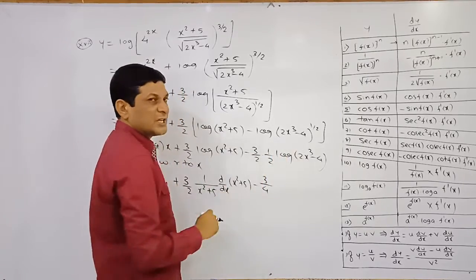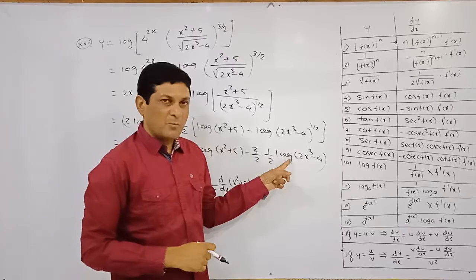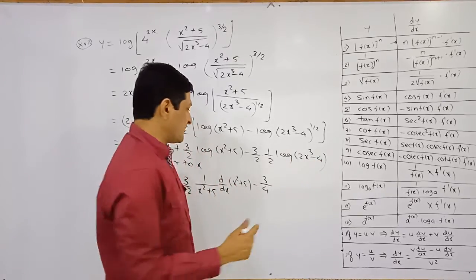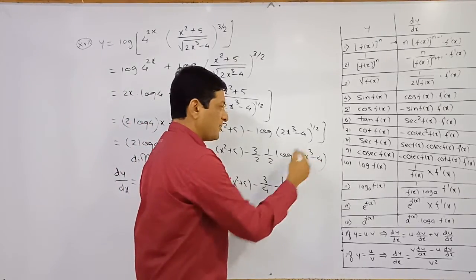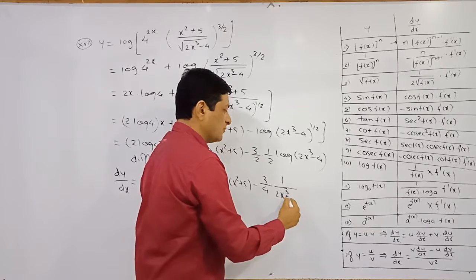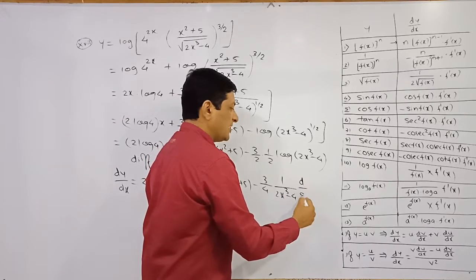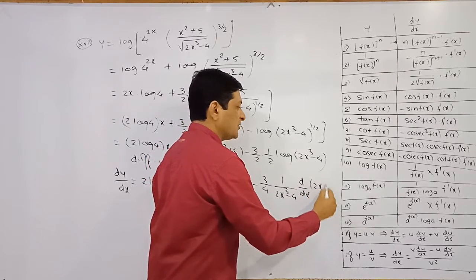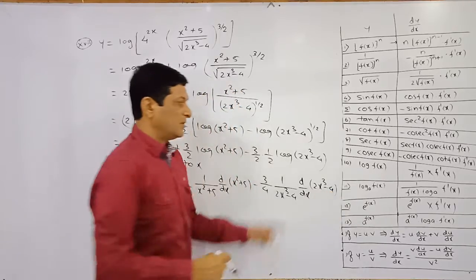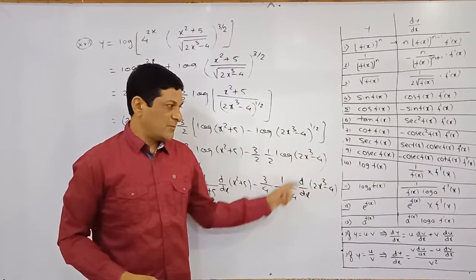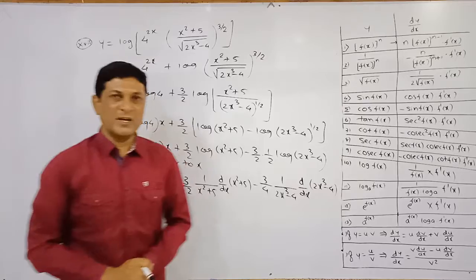Now we are differentiating it. So here it is in the form of log f of x. So its differentiation is 1 upon f of x. What is f of x? 2x cube minus 4, into the derivative of 2x cube minus 4. So the derivative of log f of x is 1 upon f of x into the derivative of f of x.